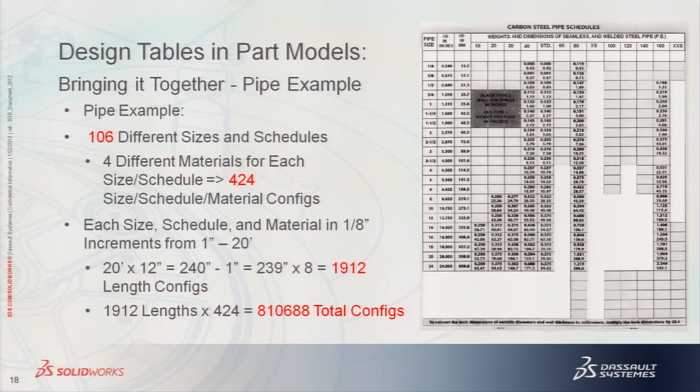This is one that came from a real-world example of a consulting job that I did. The customer said, we want to configure a bunch of different pipes. We want 106 different sizes and schedules. It's not bad, it's 106 configurations. Then they add in the parameter that they want 4 different materials for each size or schedule. We're up to 425 configurations, or 424.